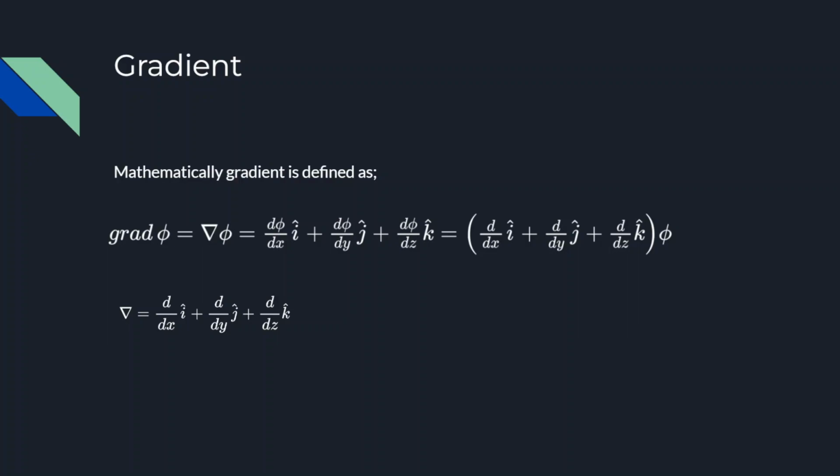A gradient is mathematically defined in this form: grad phi is equal to d phi dx i cap, d phi dy j cap, d phi dz k cap. That can also be written as (d/dx i cap plus d/dy j cap plus d/dz k cap) of phi. This phi is a scalar field, and these terms can be written as the nabla operator. This operator is called the nabla operator or del operator.